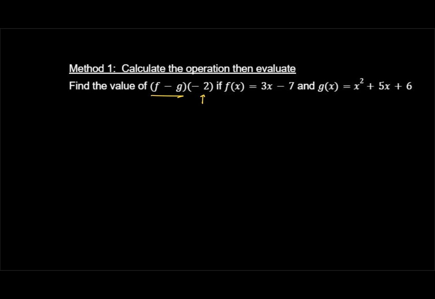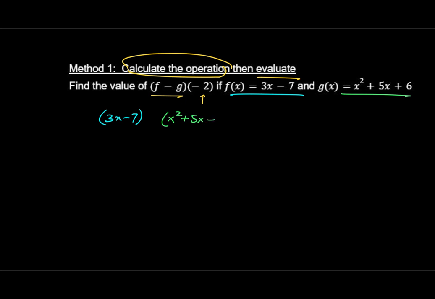Now there's two different ways to do it. One way is to first calculate the operation and then evaluate, and the other way is to evaluate and then calculate the operations on the functions, or do that as you're doing the operations. But we're going to start with the one where we calculate the operations first. So f minus g, so we're going to take f of x, which is 3x minus 7, and then we're going to take g of x, which is x squared plus 5x plus 6. They're connected by subtraction.